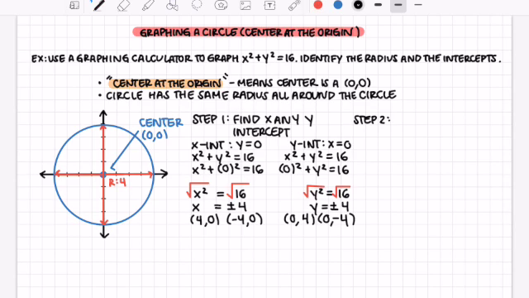So step 2 would be then to find your radius, which we identified as 4. So radius is 4 units. Done. Okay. So hopefully this helped. Good luck.